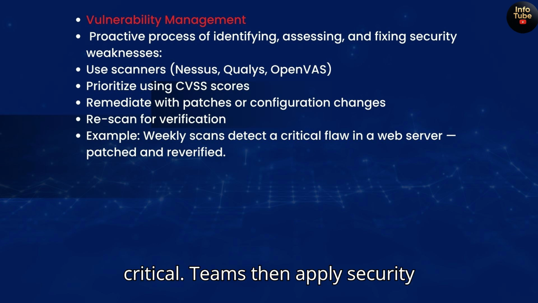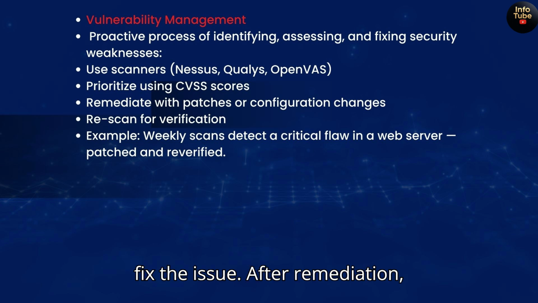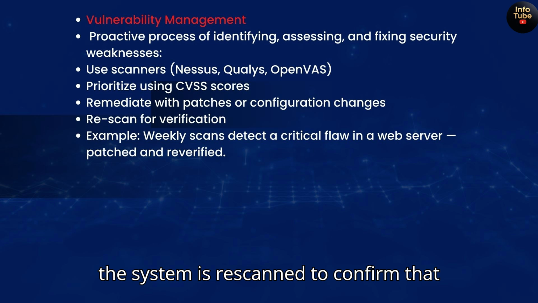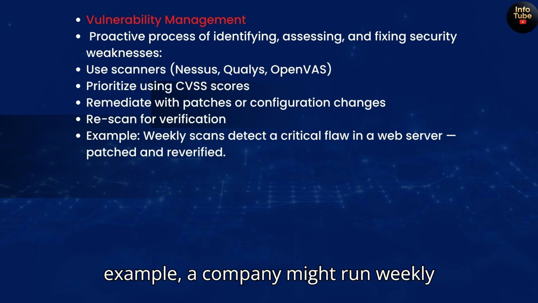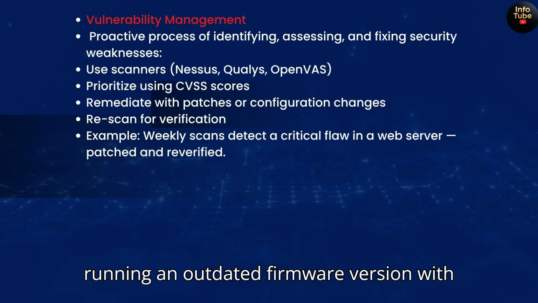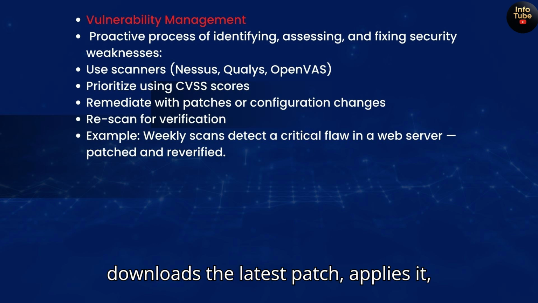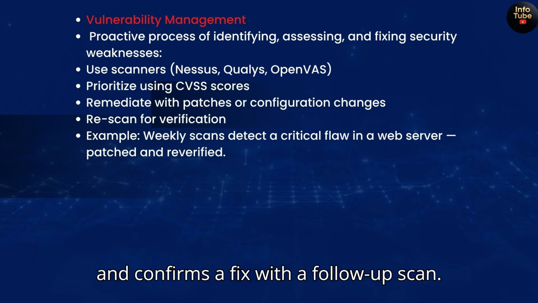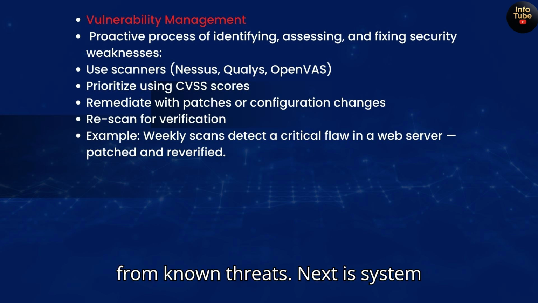Teams then apply security patches or make configuration changes to fix the issue. After remediation, the system is rescanned to confirm that the vulnerability no longer exists. For example, a company might run weekly vulnerability scans. One week, they discover that their firewall is running an outdated firmware version with a known exploit. The security team downloads the latest patch, applies it, and confirms the fix with a follow-up scan. This process significantly reduces risk from known threats.